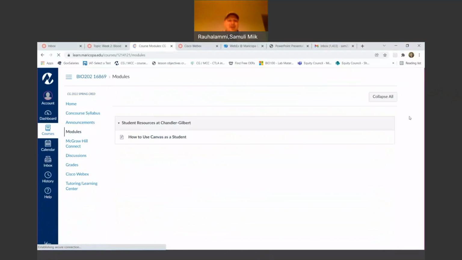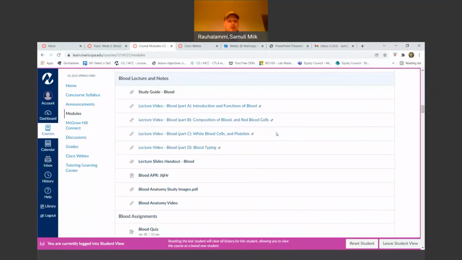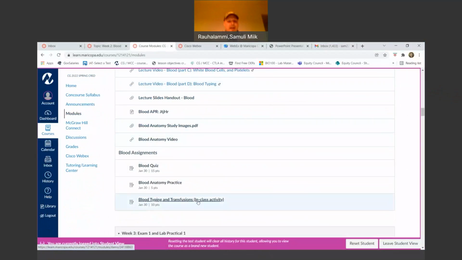So for the week 2 module, which is about the blood, when you scroll to the assignments, you'll see that our lab for today was the blood typing and transfusions in class activity. That's going to be due at the end of this week, on Sunday, which is January 30th, I believe, at 1 minute before midnight. So you have all the way till the end of Sunday to tackle that, just as you have the same deadline to tackle the blood quiz and blood anatomy practice.